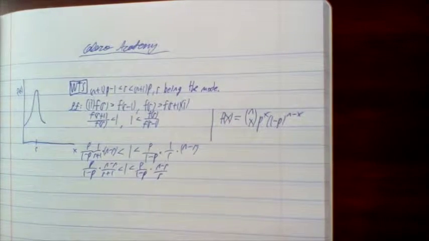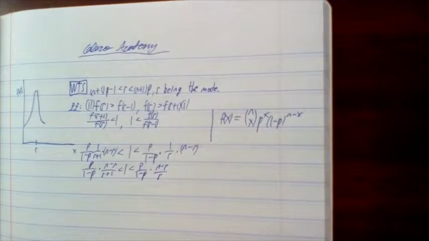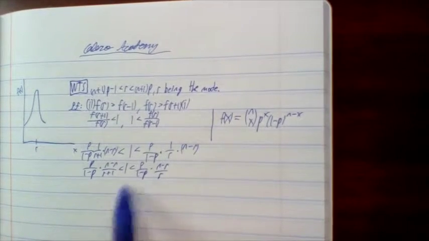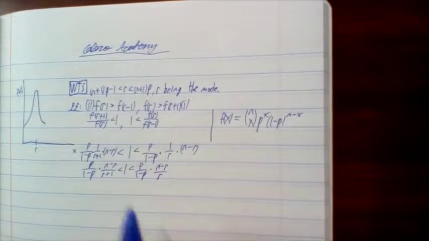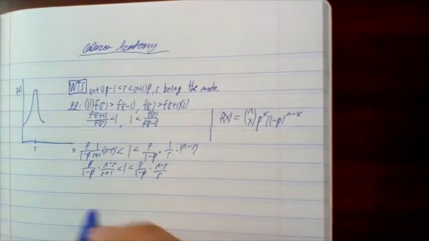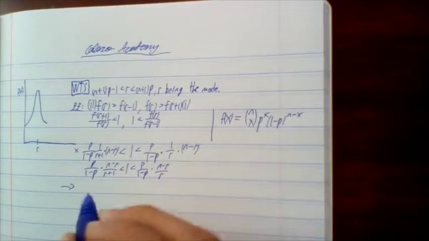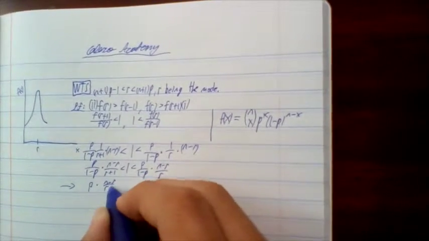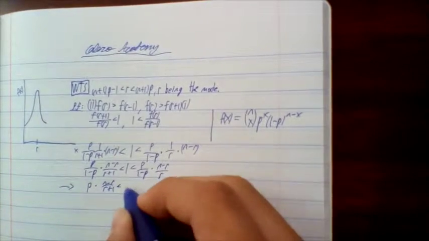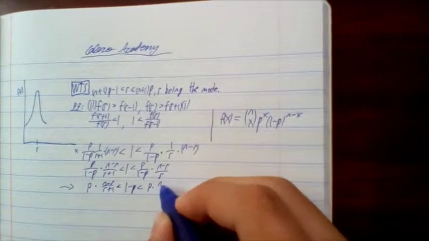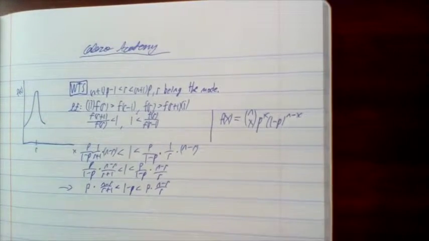Now, what can we do to simplify this a bit? How about we start by multiplying all three sides of this equation by 1 minus p. That will lead us to p times n minus r on r plus 1 is less than 1 minus p, which is in turn less than p times n minus r on r.